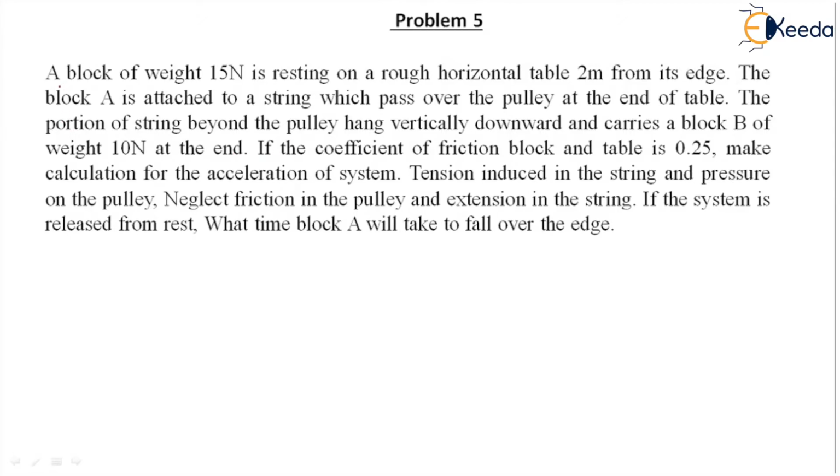So here the numerical is: a block of weight 15 Newton is resting on a rough horizontal table 2 meters from its edge. The block A is attached to a string which passes over the pulley at the end of the table, and the portion of the string beyond the pulley hangs vertically downward and carries a block B of weight 10 Newton at the end. If the coefficient of friction between block and table is 0.25, make calculation for the acceleration of the system.